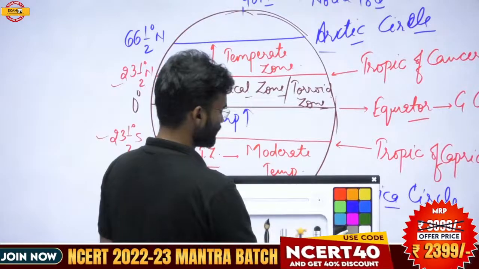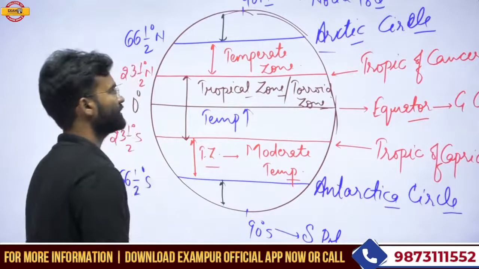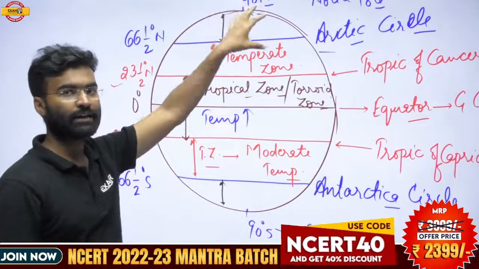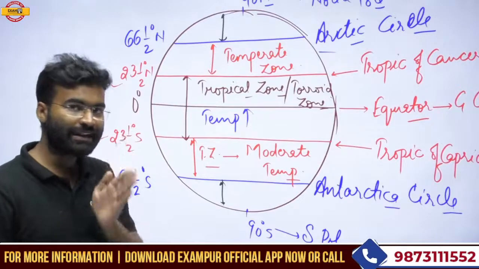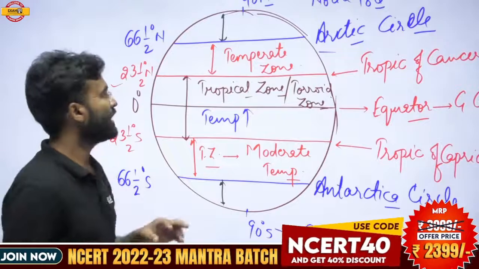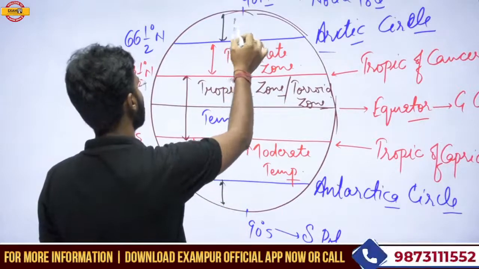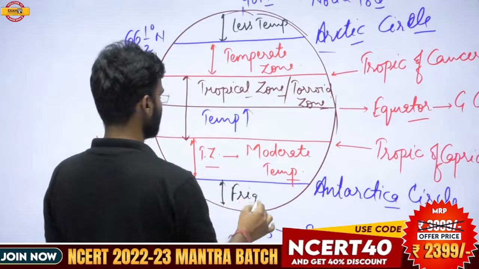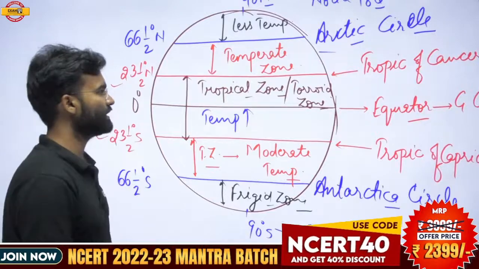And now the zone that is located between these two latitudinal lines, 90 degrees and 66.5 degrees, gains solar radiation, or sun rays, with a maximum angle of 23.5 degrees. That means throughout the year, sun rays always fall at less than a 23.5 degree angle. That is why this zone gains the minimum energy, and that is why this area experiences low temperature, and this zone is called the frigid zone. This zone is basically a frozen zone, and that is why it is considered the frigid zone, with low temperature.